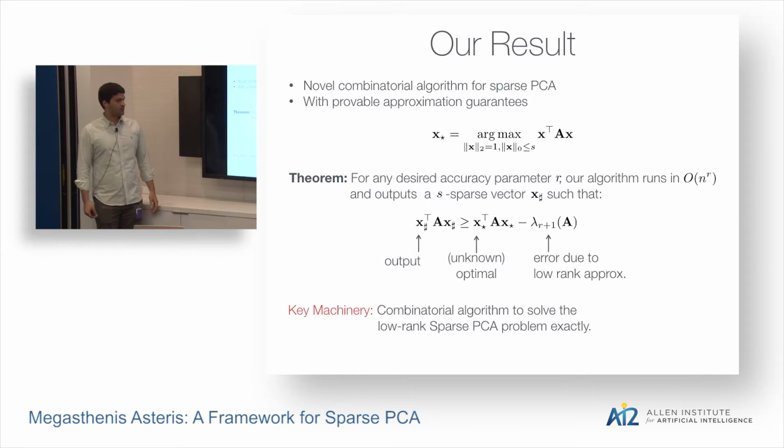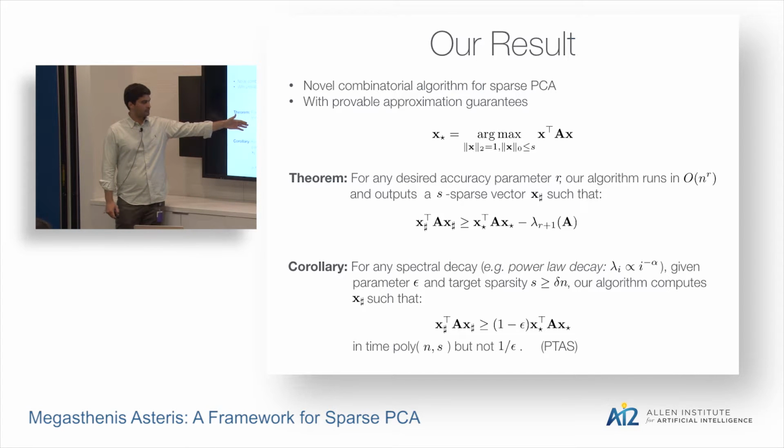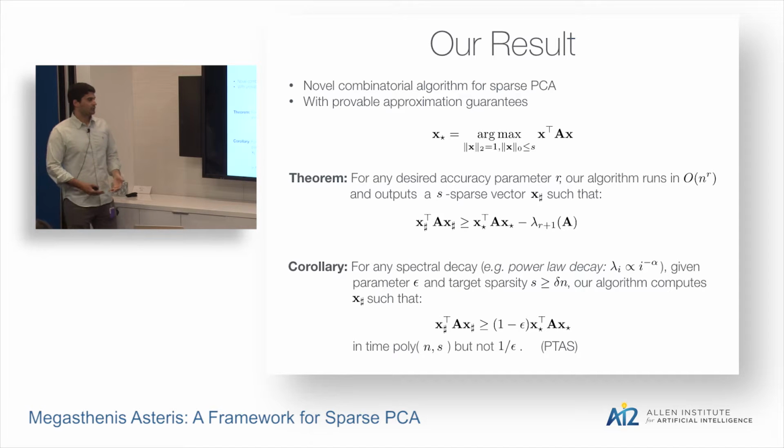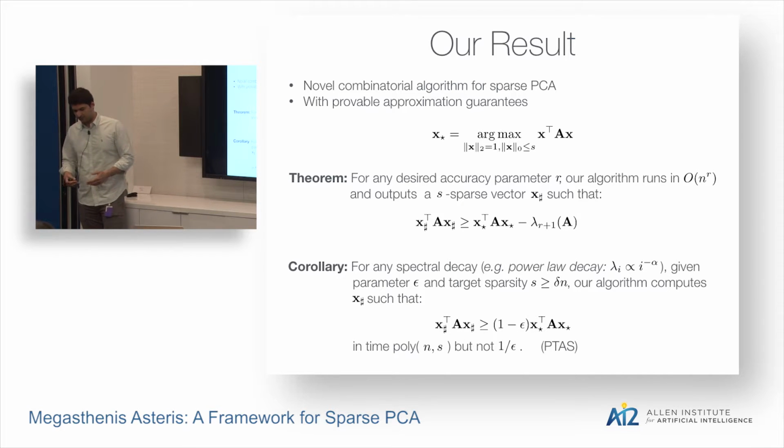So the key machinery that I'll be presenting is essentially how do I solve the same problem when my input matrix is actually low rank. That's what I'll be mostly interested in. Okay. Before we get there, just a minor remark. So building on this theorem, we can actually get some results as corollaries. So for example, if we have some assumption on the data like some spectral decay, actually any decay, but let's say some power law decay, then I can say things like the following. So you give me any parameter epsilon you want, as small as you want.